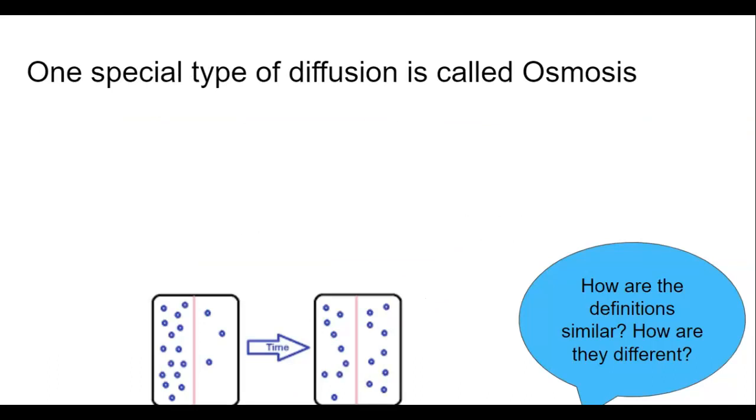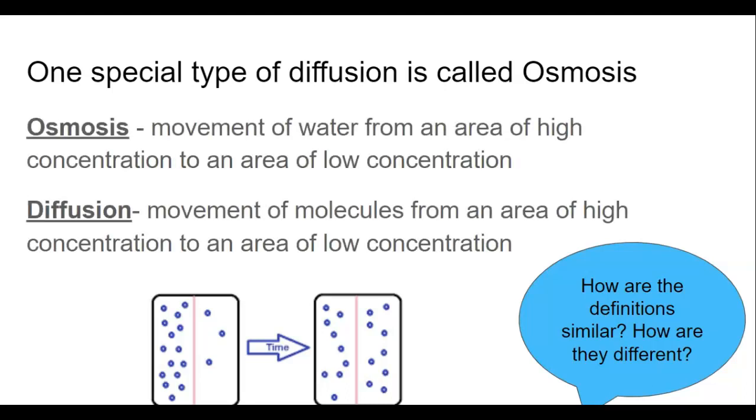All right, now we're going to talk about something called osmosis. And don't worry, it's a funny word, but it's not that complicated. I want you to take a second and read these two definitions. We already know the diffusion one. Just read them, don't write anything down. So I'll read them to you. Osmosis, movement of water from high concentration to an area of low concentration. Diffusion is movement of molecules from an area of high concentration to an area of low concentration. What's different between the two definitions?